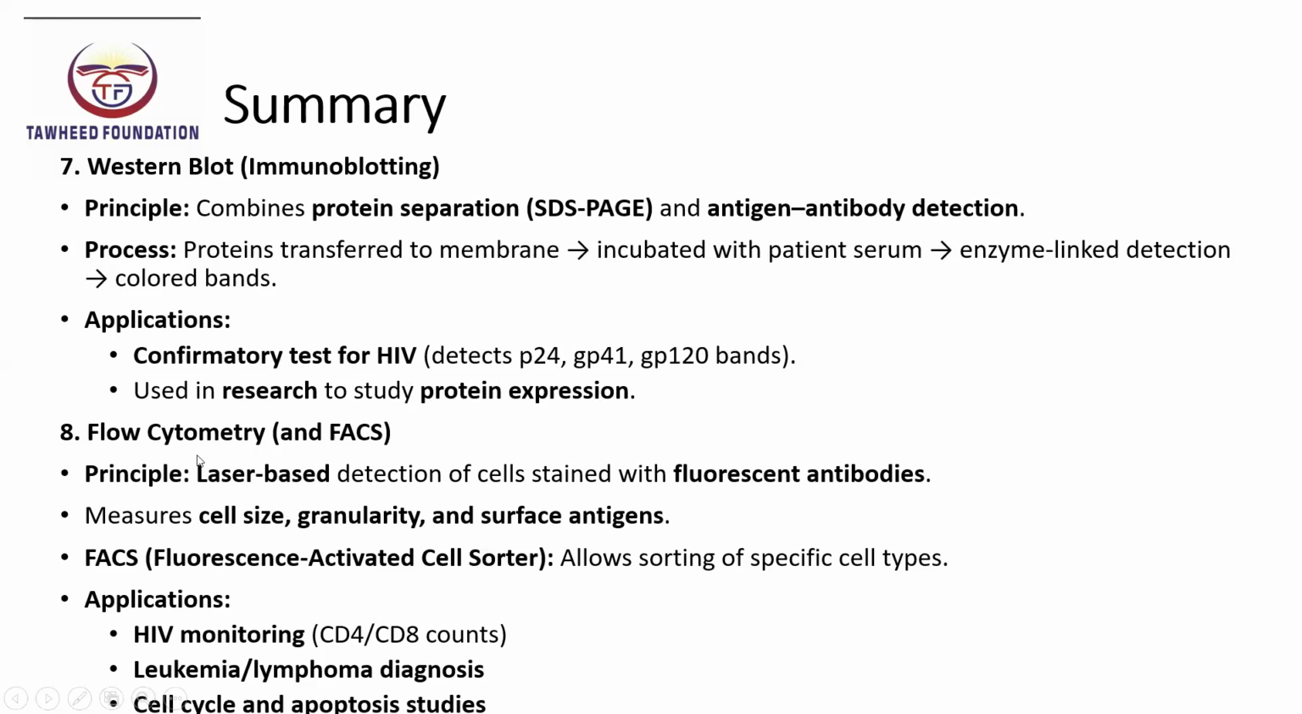Next is flow cytometry, a laser-based analytical method. It measures cell size, complexity, and fluorescence using fluorochrome-labeled antibodies. Its advanced version is the fluorescence-activated cell sorter, that is FACS. This FACS allows sorting of specific cell types. Flow cytometry is widely applied in HIV monitoring, that is CD4 and CD8 counts, leukemia diagnosis, and cell cycle studies.